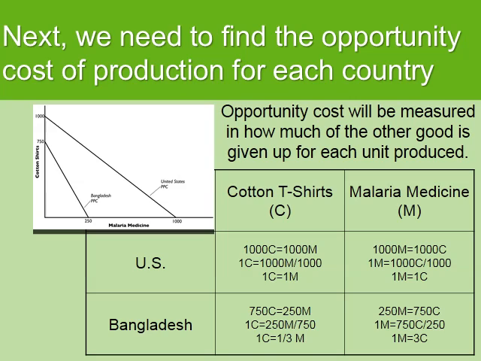For Bangladesh, if they produce 750 cotton t-shirts, they give up the ability to produce 250 units of malaria medication. This time we're going to divide by 750 to isolate our cotton t-shirts, our C, and that gives us the simplified version. One cotton t-shirt will cost us production of 1/3 unit of malaria medication. For the malaria medication, using the same process, we find that 1 unit of malaria medication will cost us the production of 3 cotton t-shirts.